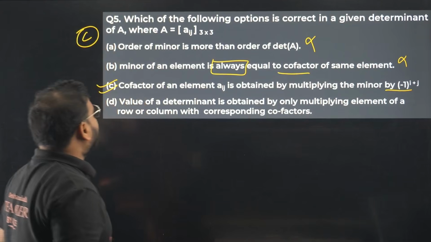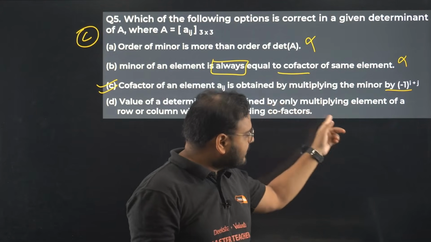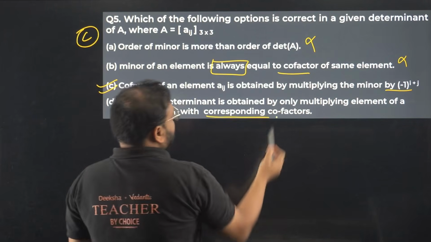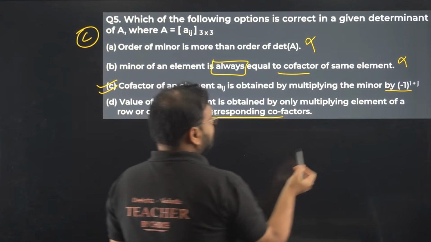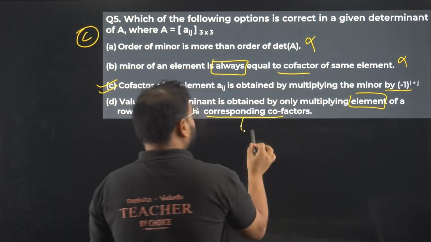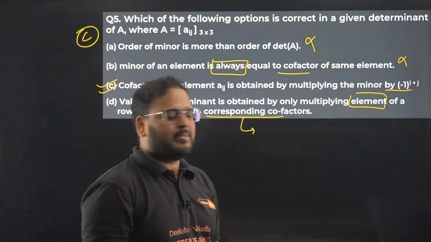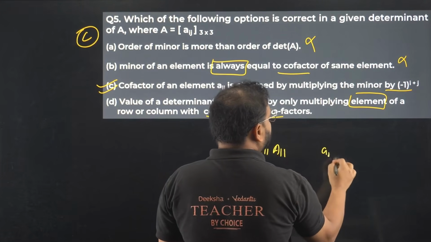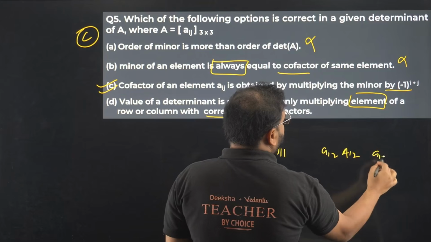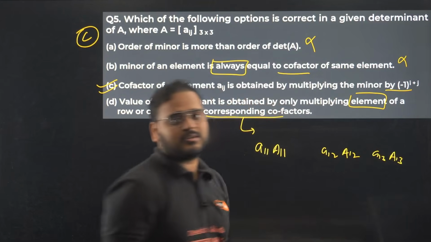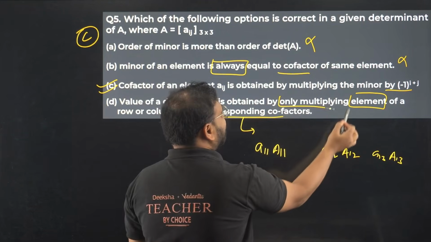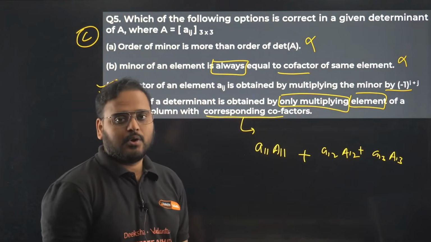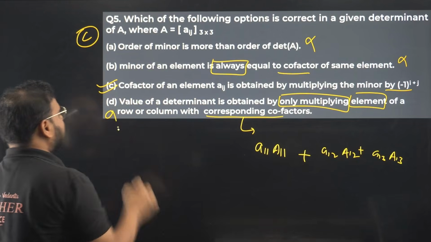Let's look at option D also. Value of the determinant is obtained by only multiplying element of row or column with corresponding. So you might get confused over here. They are saying element with corresponding, meaning A11, A11, A12, A12, A13, A13. This is right only, no sir. They are saying only multiplying. Is it correct? You have to add them also, right? That's why it is an incorrect option.